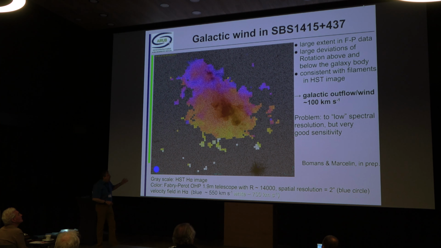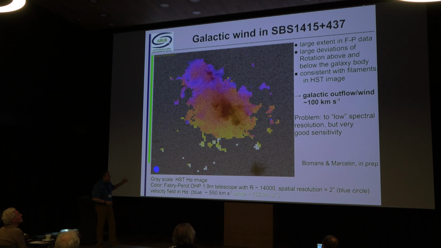So what we get is R 40,000, spatial resolution 2 arc seconds, which is given through the seeing, and we get the velocity field, and this implies here a galactic outflow or wind for this very low mass galaxy with about 100 kilometers per second. Model the rotation curve, subtract that, and then look for the residuals. We can do that also with other objects.